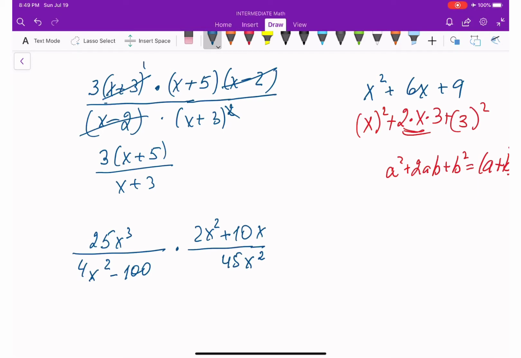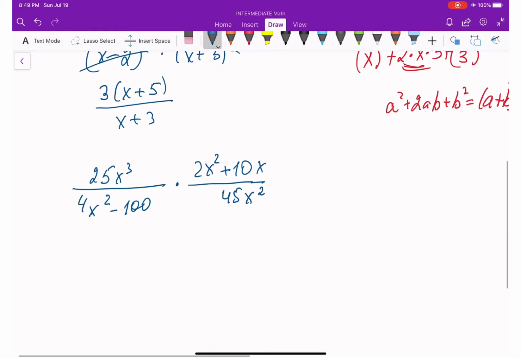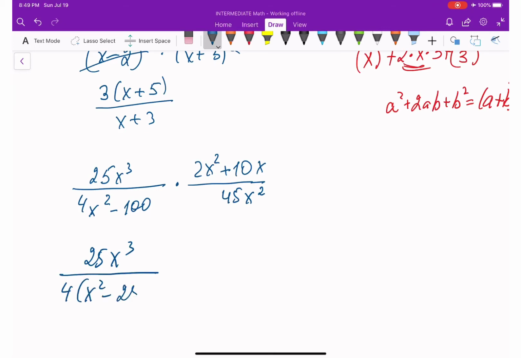So, 4x² - 100. I see I can take out 4, right? If I take out 4, I will have x² - 25, because 4x² divided by 4 leaves only x², and 100 divided by 4 is 25. Next, 2x² + 10x. I can take out 2x, and I will have x + 5. And 45x². Okay.